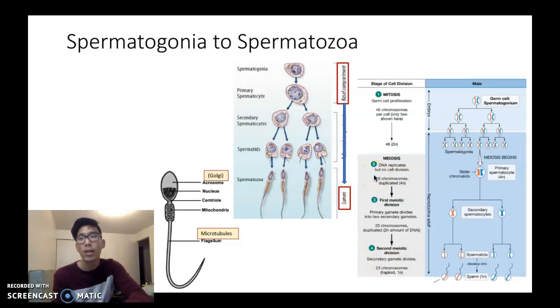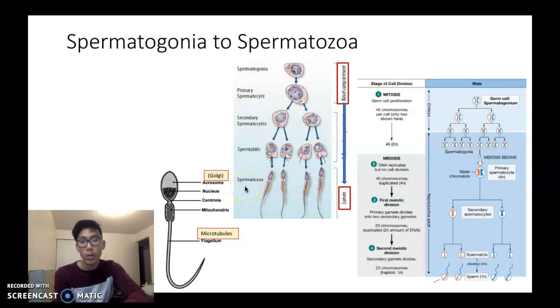All right. Also, throughout the process of spermatogenesis, the developing sperm cells move from the basal compartment of the germinal epithelium to the tubule lumen. The sperm cells will mature from the spermatogonia to the primary spermatocyte, to the secondary spermatocyte, to spermatids, and then finally to its mature form, spermatozoa.